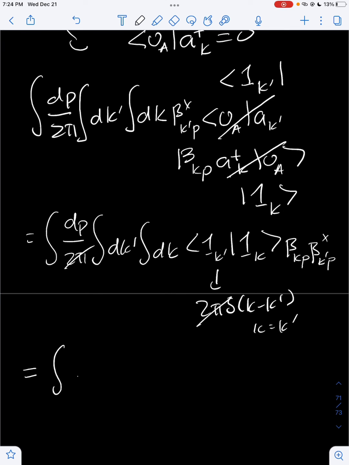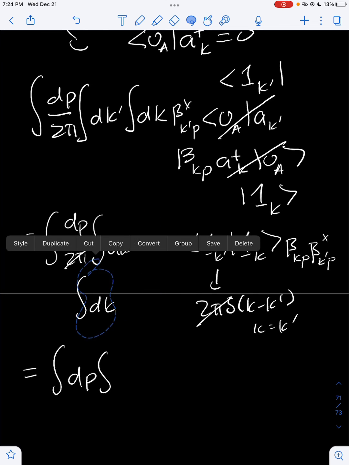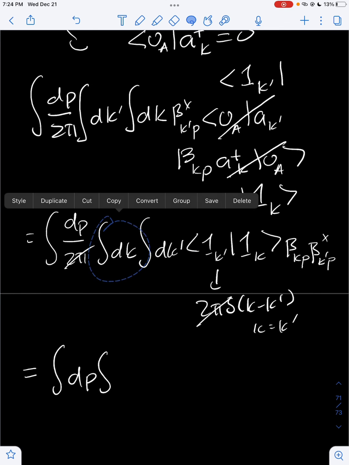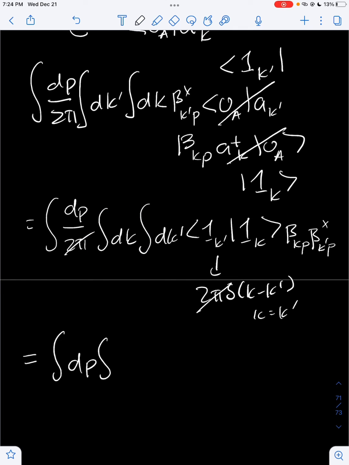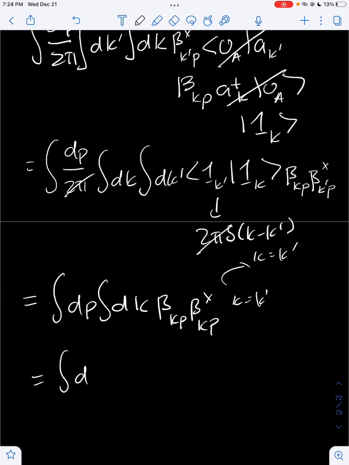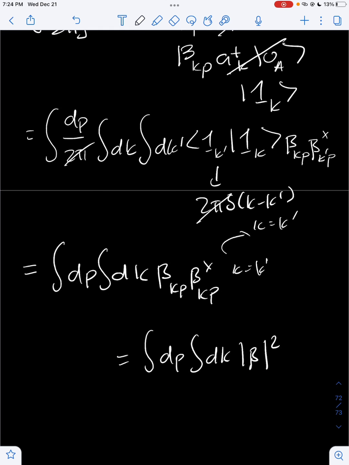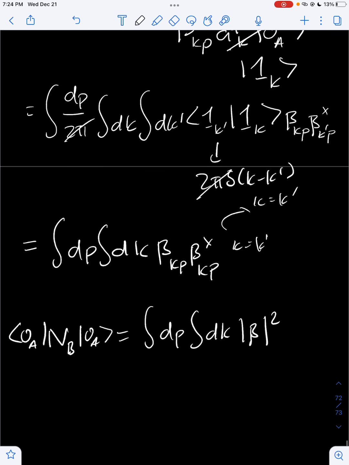So that gives us the integral over dp, the integral over dk. I should really have ordered it like that, though it doesn't really matter. We'd have dk of beta_kp times beta conjugate kp, since k equals k prime due to the delta function. And that's just going to be the integral over dp dk of the beta squared. And that's going to be our answer for the average number of particles. And yeah, that's pretty much it.